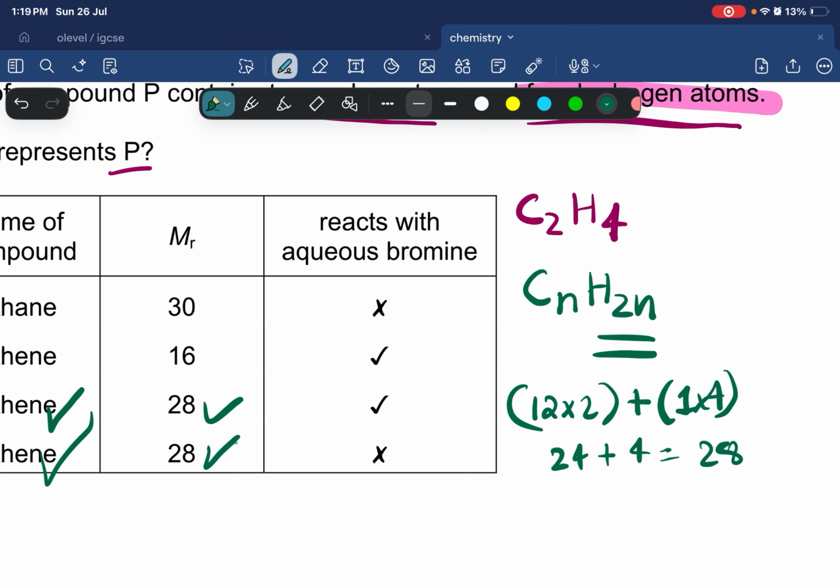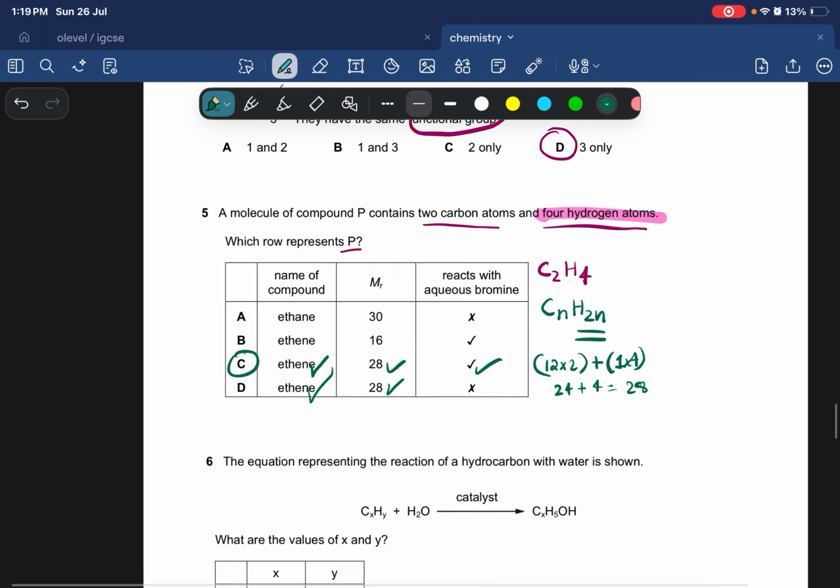Reacts with aqueous bromine? Yeah, it's going to react because it's an alkene. All alkenes, whether they have one double bond or two, all alkenes that have unsaturation, that have a double bond, are for sure going to react with your bromine. So, reacts with aqueous bromine? Yes, it is going to react with aqueous bromine.